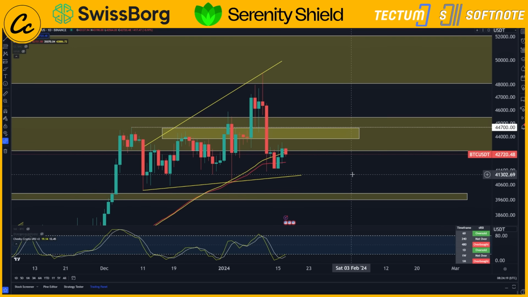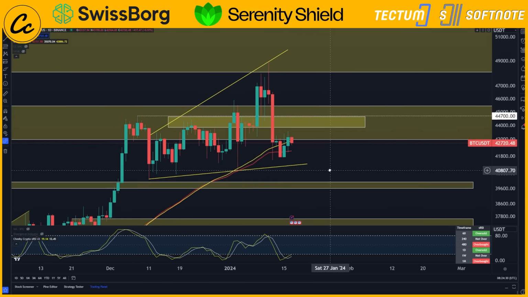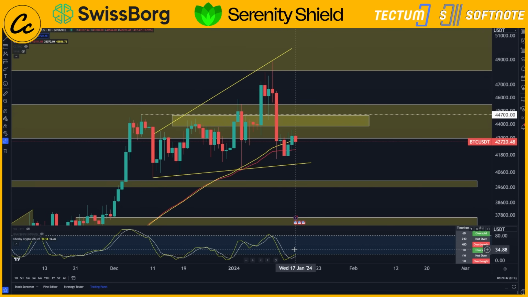Now, like I said, I think we're going to move down. We'll probably tap the lower range of this trend line before moving up and then completely breaking down from this pattern that we have on the daily time frame. Momentum wise, it can go in either direction.